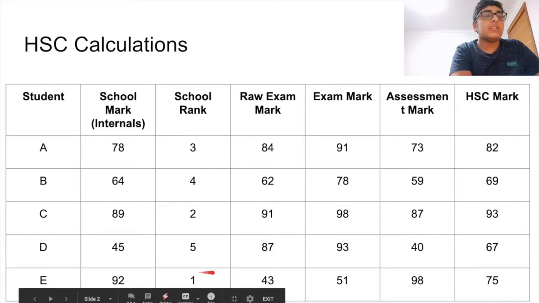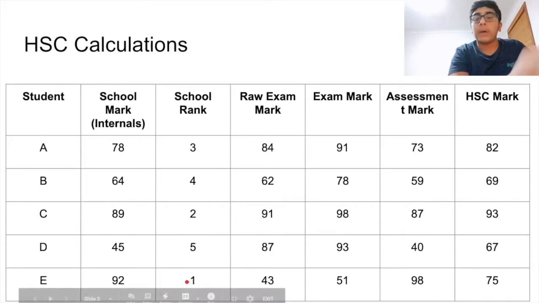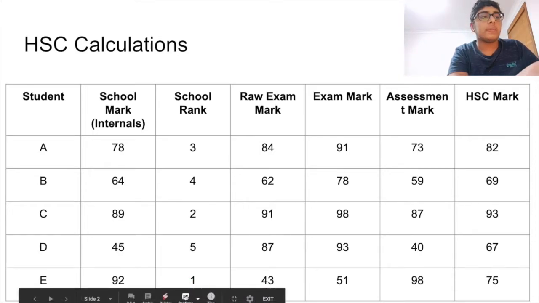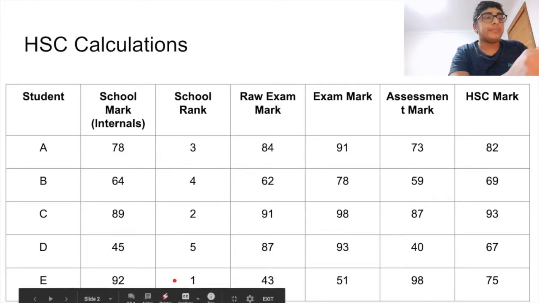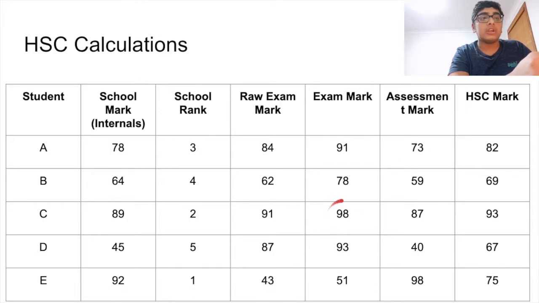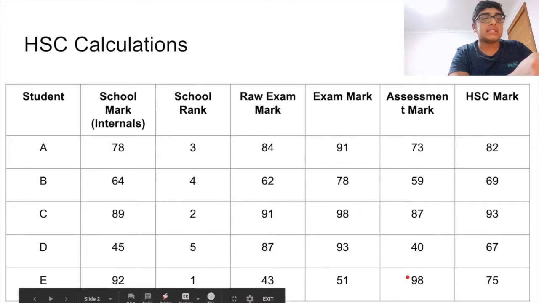So basically, the person who is first in the grade, the person who got first in the internals, will get the highest exam mark possible in that school. This is with respect to your school, not the entire state. So the first person will get the top highest exam mark. In this case, the top highest exam mark is 98. Therefore, their assessment mark is 98.